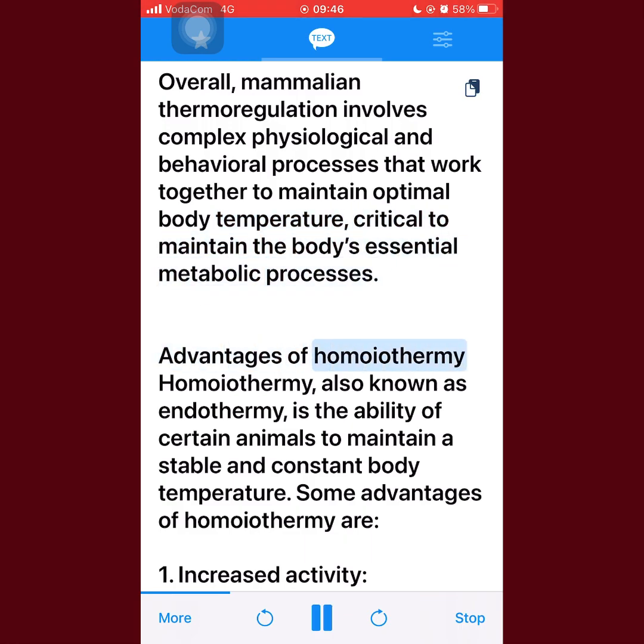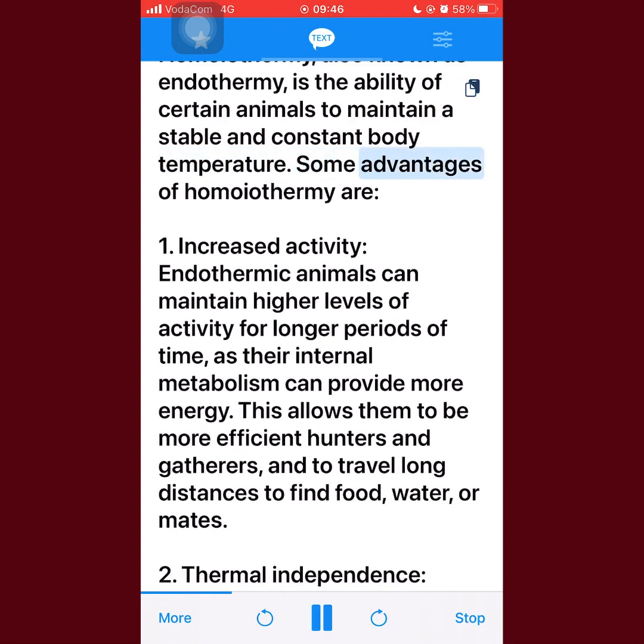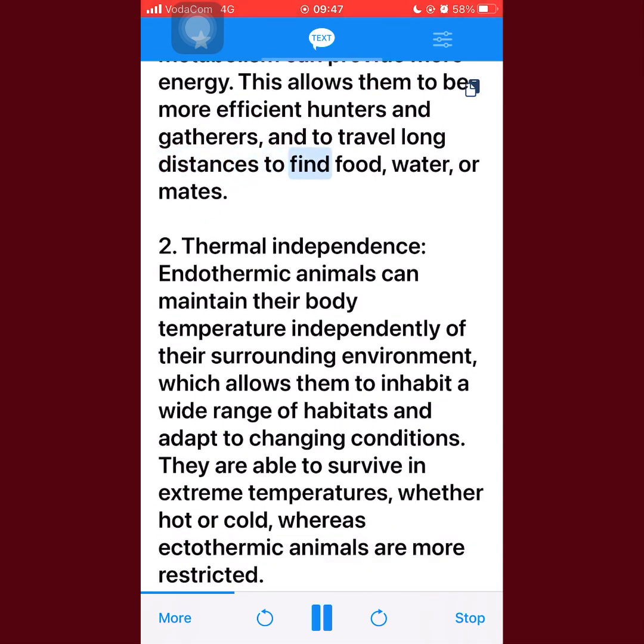Advantages of homeothermy. Homeothermy, also known as endothermy, is the ability of certain animals to maintain a stable and constant body temperature. Some advantages of homeothermy are: 1. Increased activity. Endothermic animals can maintain higher levels of activity for longer periods of time, as their internal metabolism can provide more energy. This allows them to be more efficient hunters and gatherers, and to travel long distances to find food, water, or mates.